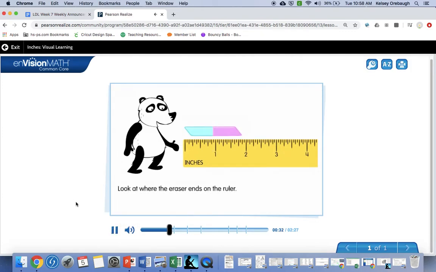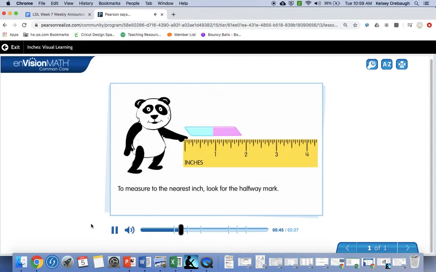Look at where the eraser ends on the ruler. Between which inch measurements is it? Okay, so we see that the eraser ends right here. The pink end of the eraser is right here. So between which inch measurements is the end of this eraser? The eraser ends before the second inch measurement, and it falls in between the 1 inch measurement and the 2 inch measurement. It is between 1 and 2 inches.